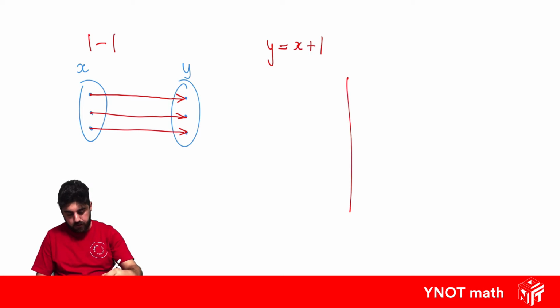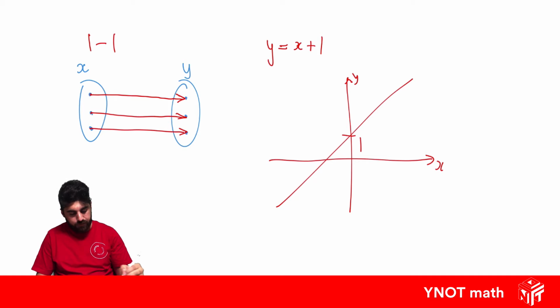And if we plotted this out, we'd end up with a straight line going through 1 on the y-axis, and for any value of x, there is only one value for y on this whole graph. So that's an example of a one-to-one relation that is actually a function, because if we draw a vertical line through any point, it only cuts the function once.